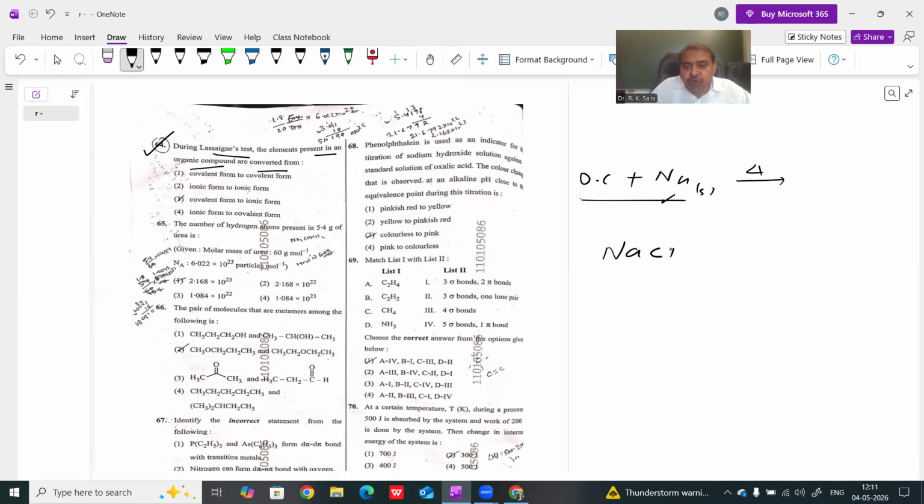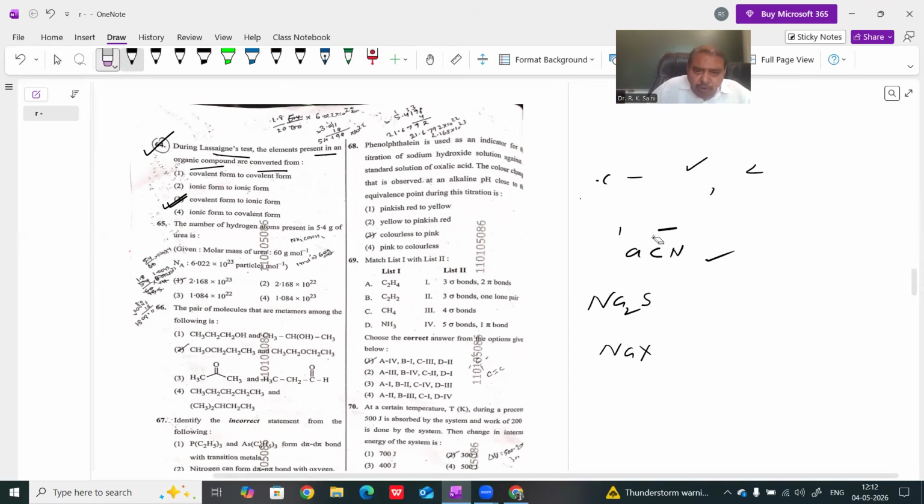If carbon and nitrogen are there, the compound is sodium cyanide. If sulfur is there, then the compound is sodium sulfide. In case of halogen, the compounds are sodium halide, and so on. Therefore, the organic compounds are covalent, but with sodium they change into ionic compounds. Question number 65. Number of hydrogen atoms present in 5.4 gram of urea.